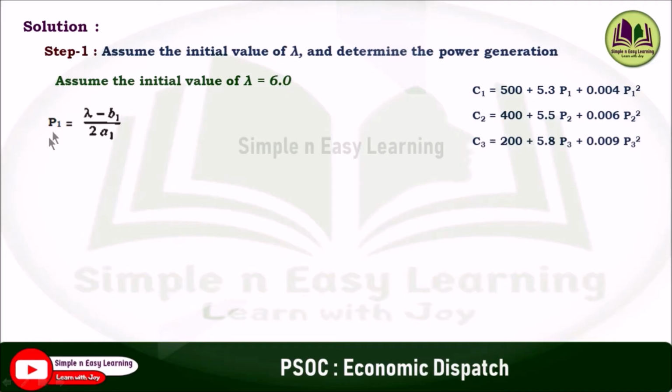Now we can find the power generation. P1 equal to lambda minus B1 by 2A1. So substituting that lambda, 6.0 minus B1 is 5.3 divided by 2 into A1 is 0.004. So that gives you 87.50 megawatt.